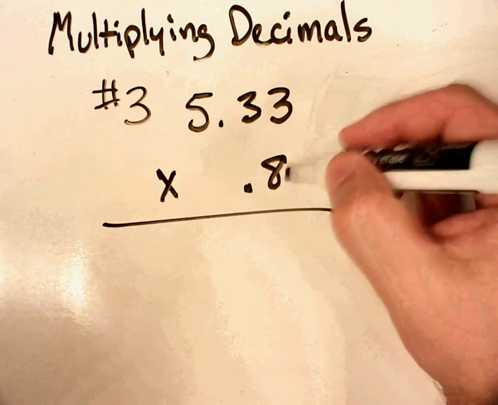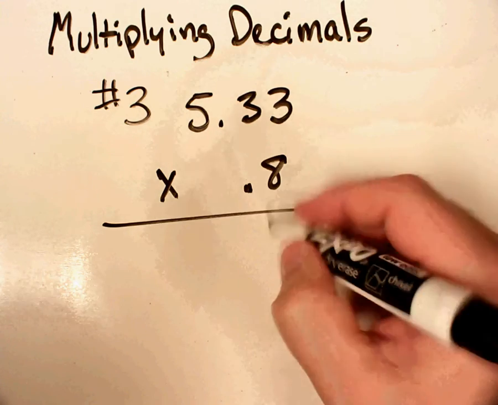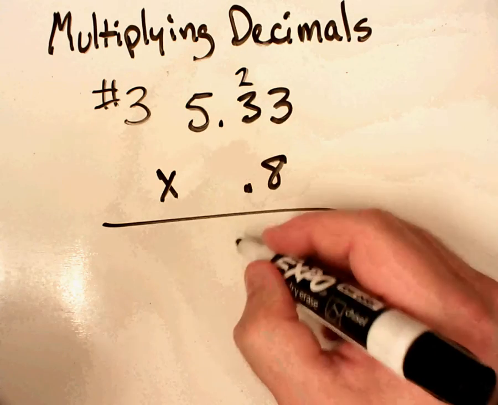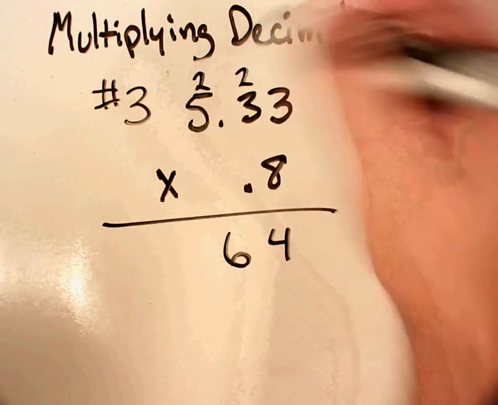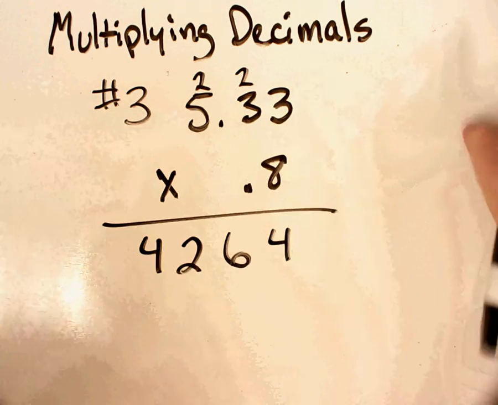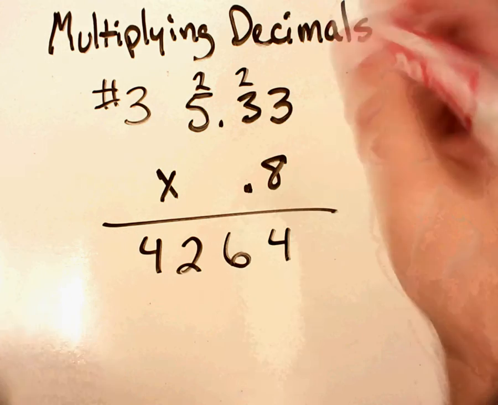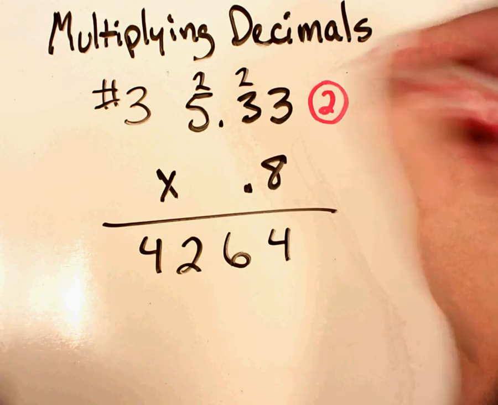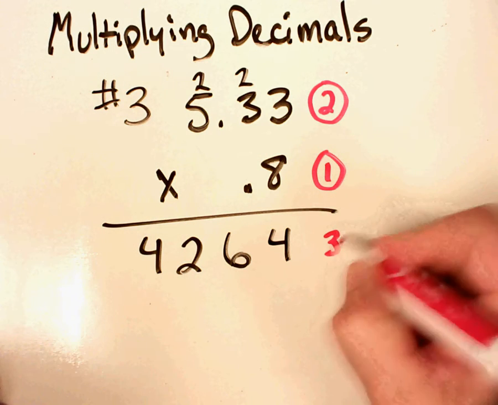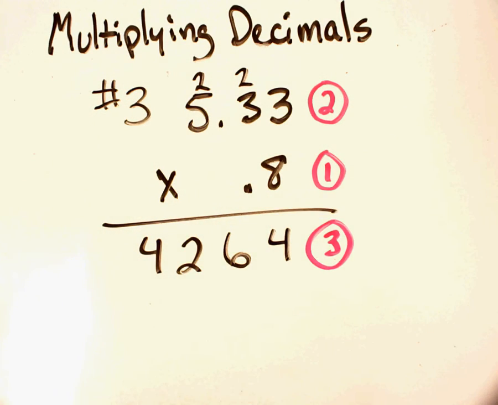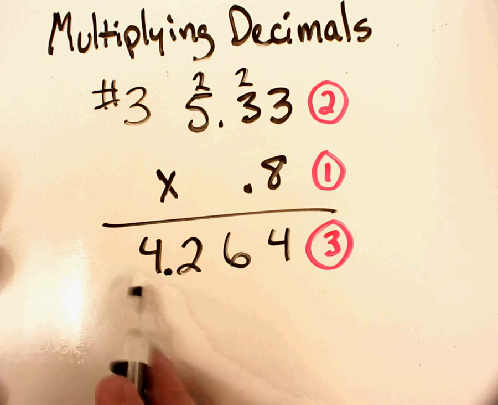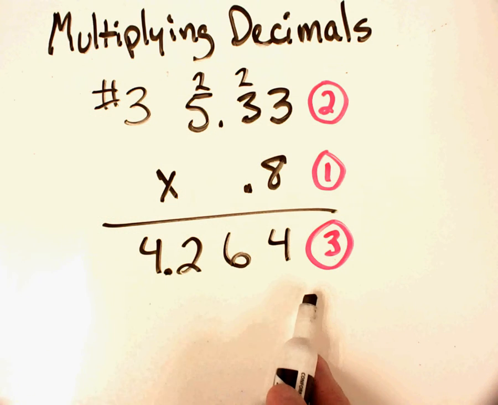All right, we're going to do multiplication now. 8 times 3 is 24. Carry my 2. 8 times 3, 24, plus 2 is 26. Carry the 2. 8 times 5 is 40, plus 2 is 42. I have 2 numbers to the right of the decimal here, 1 number to the right of the decimal here. So I'm going to need to put my decimal 3 places from the right to the left. And so I end up with 4 and 264 thousandths.